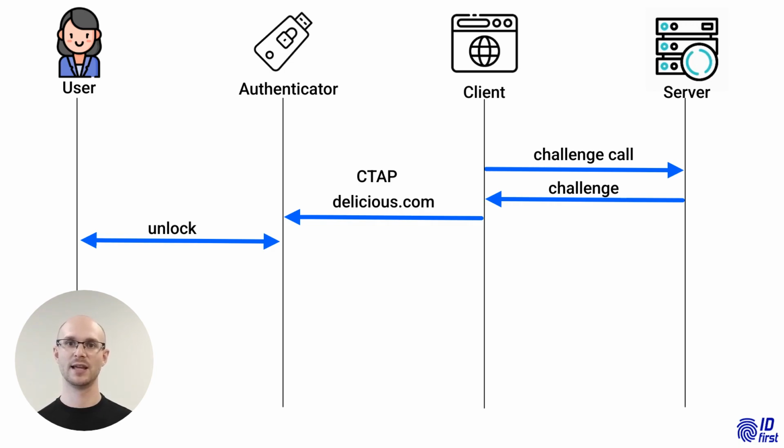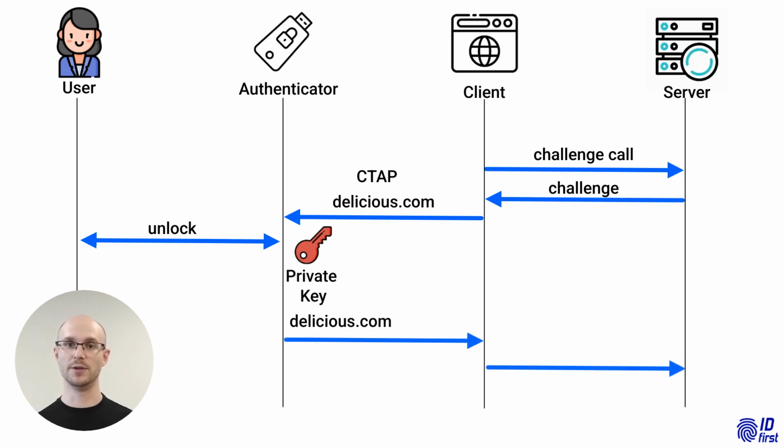Once the authenticator is unlocked, it checks for a registered key for the domain. If one exists, it generates a signature and sends it back to the browser, which forwards it to the server. The server verifies the signature, and if everything checks out, the authentication is complete. In essence, this flow boils down to a simple process. The server sends a challenge, the authenticator signs it, and the server verifies the signature. Despite the technical complexities behind the scenes, the protocol offers an elegant passwordless solution.